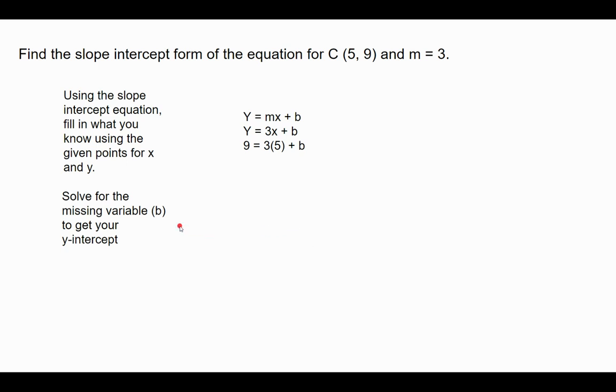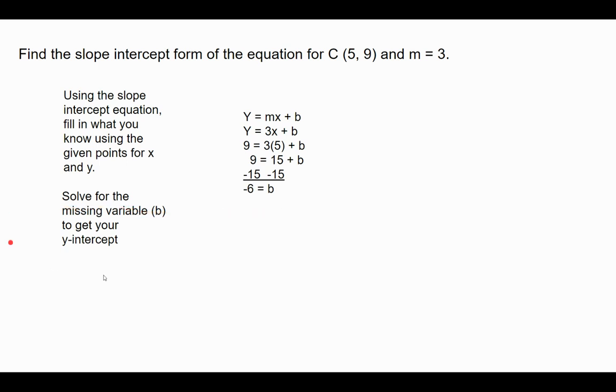So from there, all you have to do is solve for your missing variable. We're going to fill in what we know here. 3 times 5 we know is 15. And then you solve your equation. So you're going to subtract 15 on both sides. And that's going to leave you negative 6 equals b.